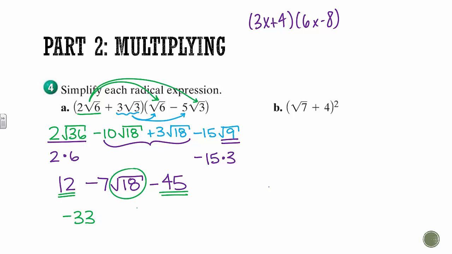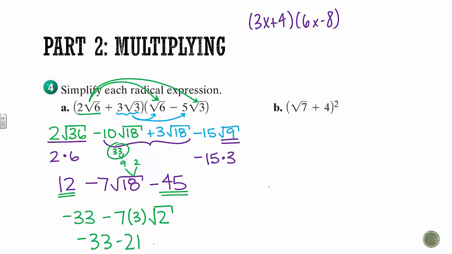And then this is not simplified. We need to break down 18. 9 and 2 will make 18, so 3 and 3. We can make a square of 3. And then 2 is left inside the square root. Since we already had a 7 on the outside, we got to multiply those guys together. And then this is as far as we can go.